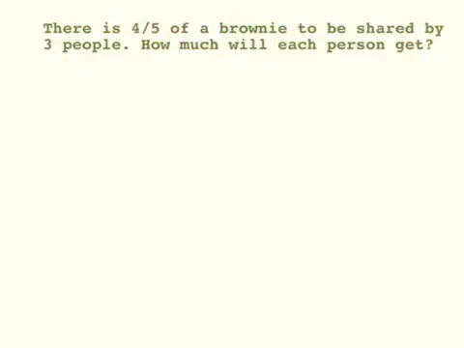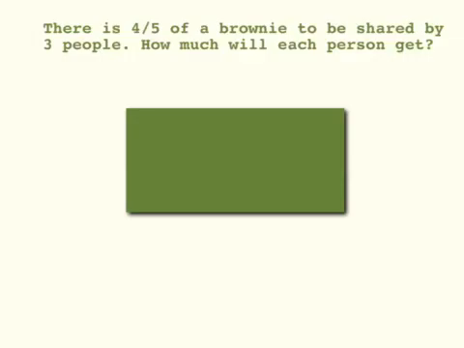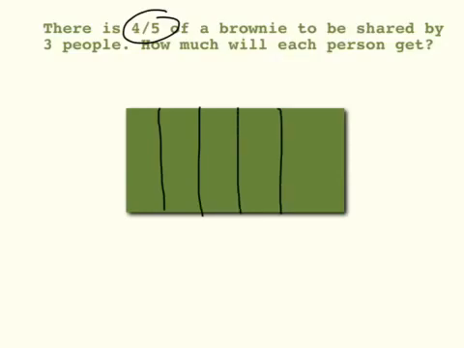Let's look at a second example. There is 4/5 of a brownie to be shared by 3 people. How much will each person get? Our first step is to draw the fraction. So here's a rectangle and I'm looking at my fraction. I need to divide it into fifths. And then I will shade 4 of those fifths.